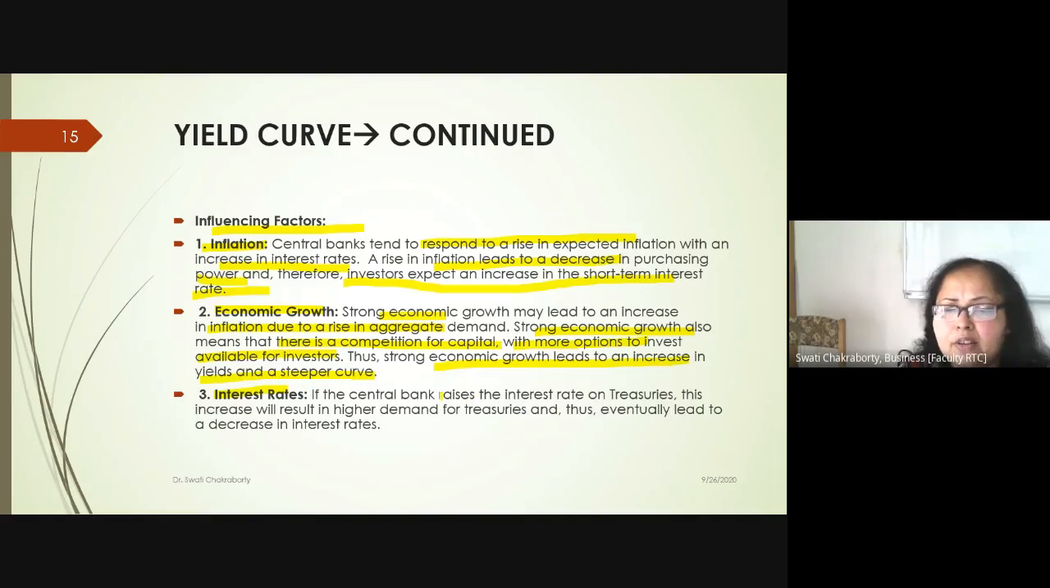Third is interest rates. Now, if the central bank raises the interest rate on treasuries, treasury bills being the short-term bills which the government issues, this will again lead to a higher demand for treasuries and ultimately lead to a decrease in the interest rate.